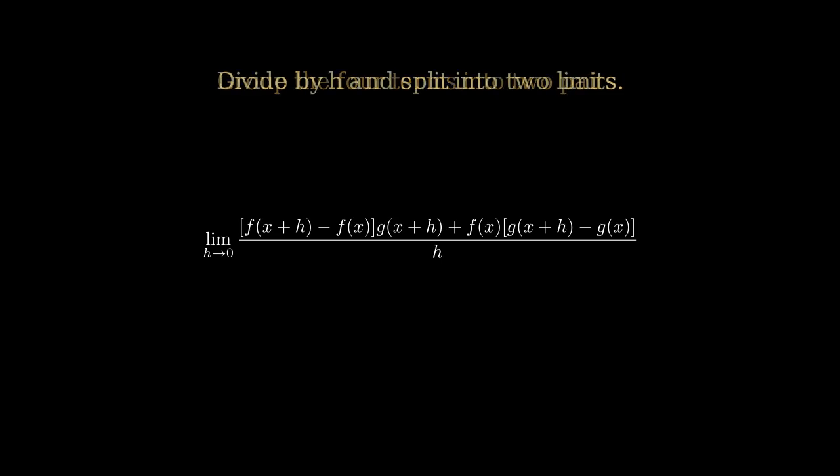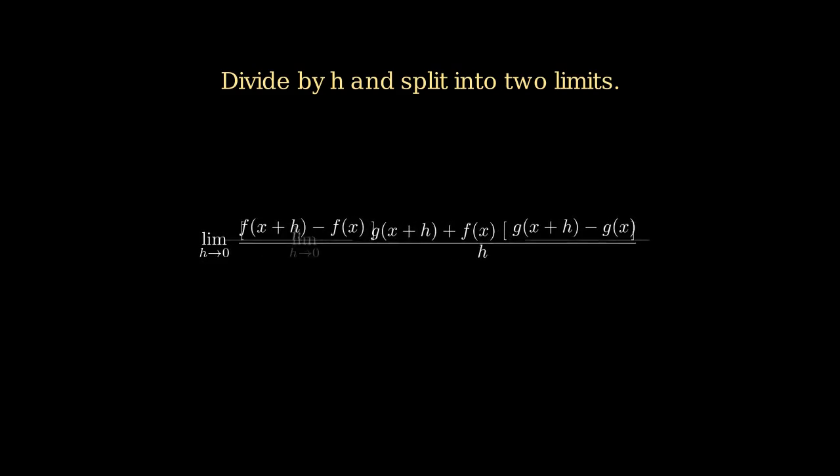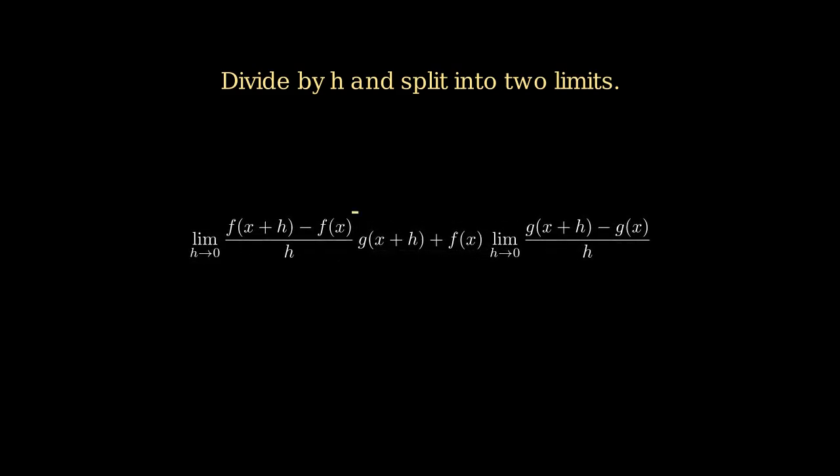Divide every term by h and split the single limit into 2 separate limits. We get the limit, as h goes to 0, of the quantity f of x plus h minus f of x, all divided by h, times g of x plus h, plus f of x times the limit, as h goes to 0, of the quantity g of x plus h minus g of x, all divided by h.